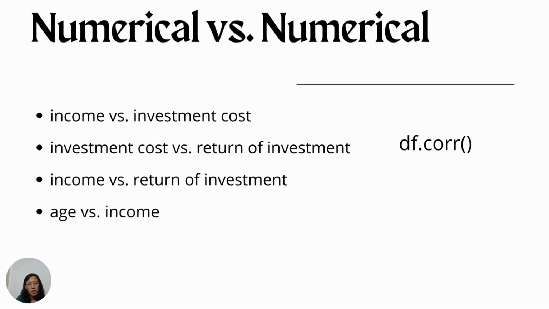So let's see how we can do it for numerical versus numerical values. For example, in our data set, income versus investment cost, we may want to see how these two variables are correlated. Or investment cost versus return on investment, which is mostly what we will want to know, or income versus return on investment, or age versus income. We want to see whether if the person grows older, do we have a higher income? How these two variables are correlated.